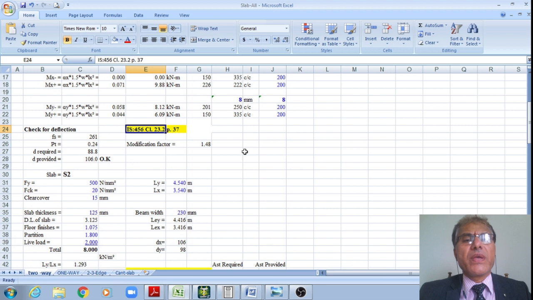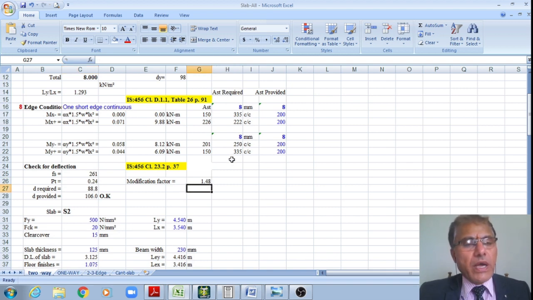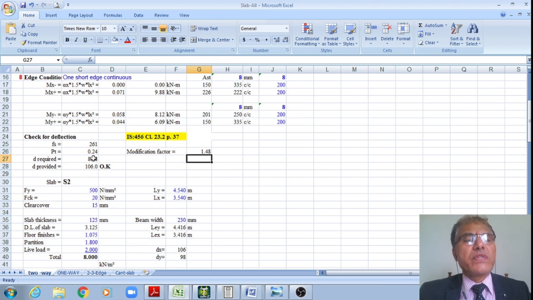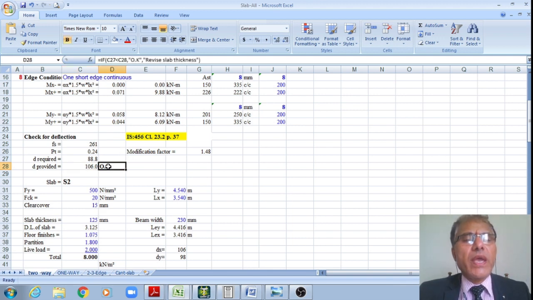As per IS 456 clause 23.2, page number 37, just now we have calculated fs as 261 Newton per millimeter square, and pt we have calculated because this much steel is already provided, 8 dia 200, therefore it works out to 0.24. What is the modification factor for this tension steel? It now works out to 1.48 from that IS 456 graph, right? Therefore the depth required is now 88.2, whereas the depth provided is 106 mm. Required 88.8 is less than 106, therefore it is okay, right?